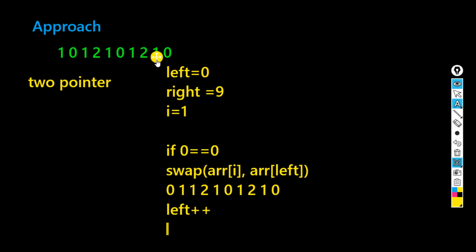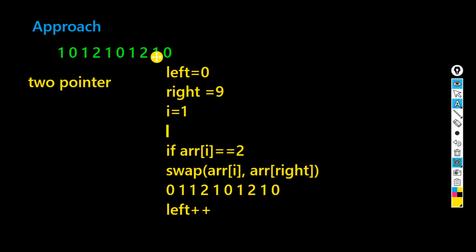Now this is the part in which 1 comes. Now what if 2 comes? So we will check for 2 also. Now we will check the second question, 2. If arrays I index equals 2, then what we will do, we will swap arrays I index with right.